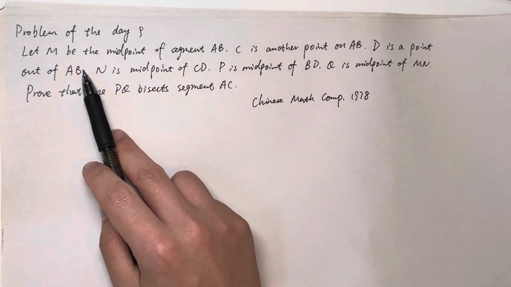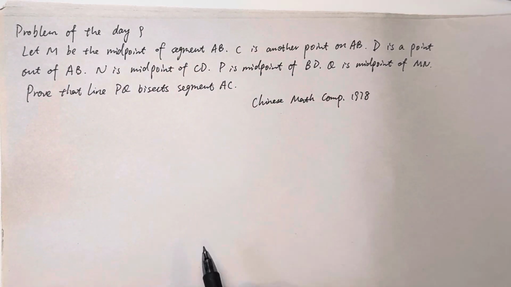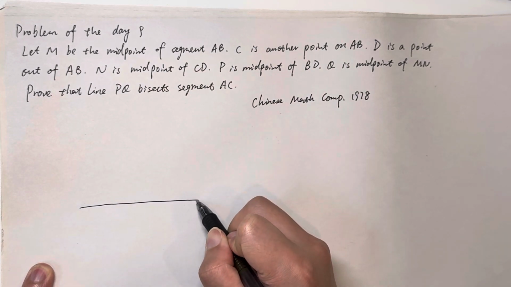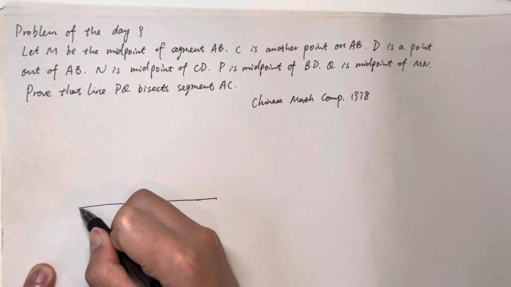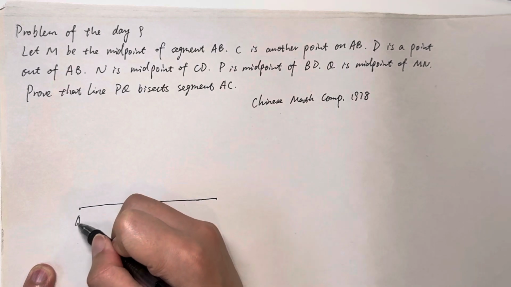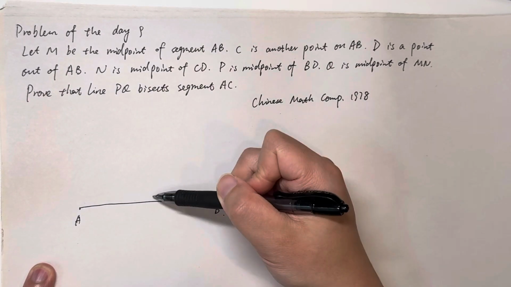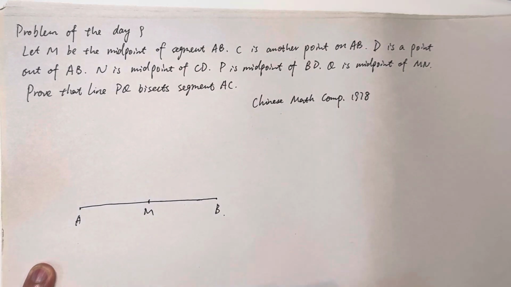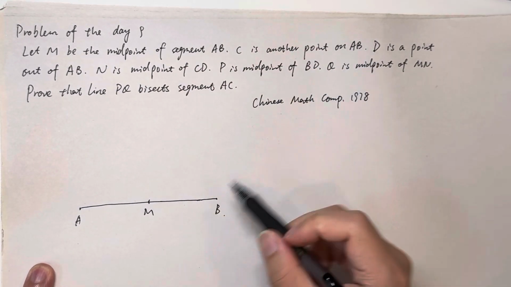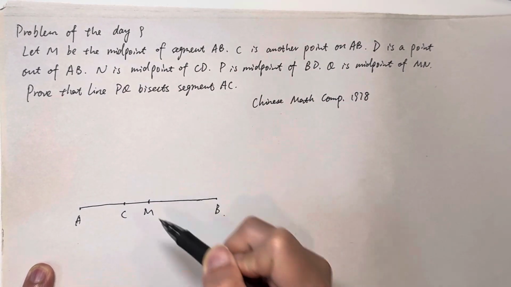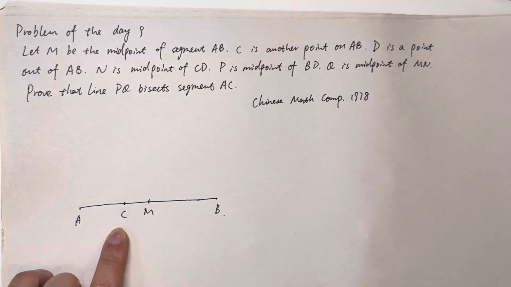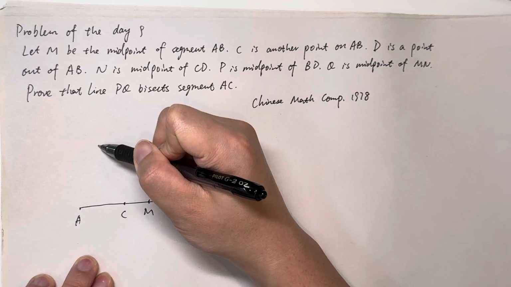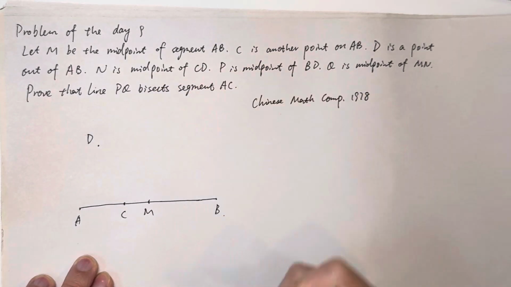Let M be the midpoint of segment AC. Let's draw the figure. Say this is segment AB, and we find the midpoint here. That's point M. And C is another point on AB, say C is here. D is a point outside of AB. Let's assume D is here.